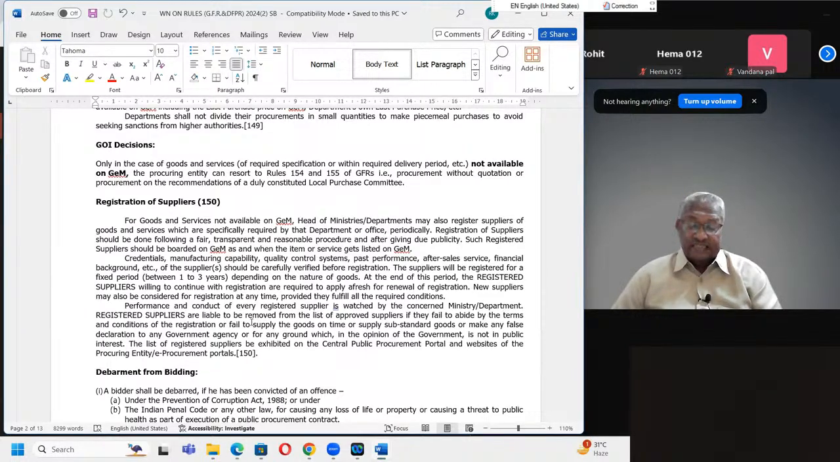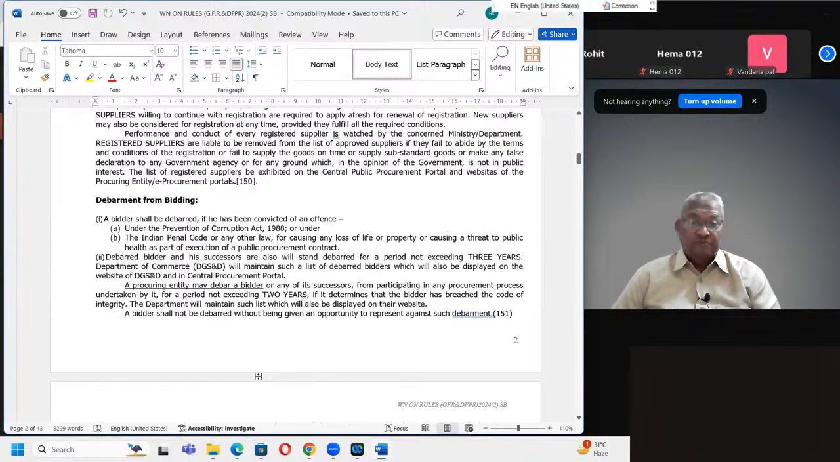they can be removed from the approved suppliers list. The list of registered suppliers should be exhibited on the Central Public Procurement Portal and websites of the procuring entity, e-procurement portals. So whenever registered suppliers are finalized, their names and the items to be supplied by them should be put on portals.